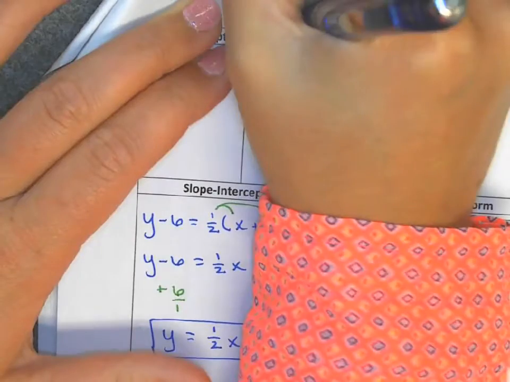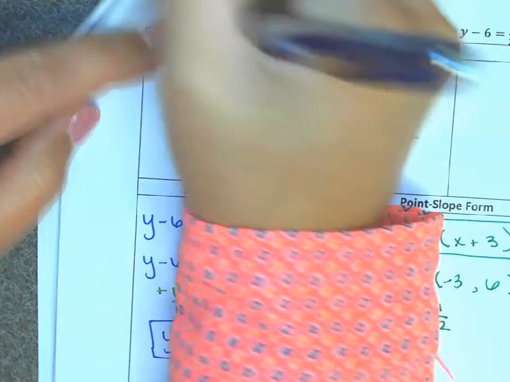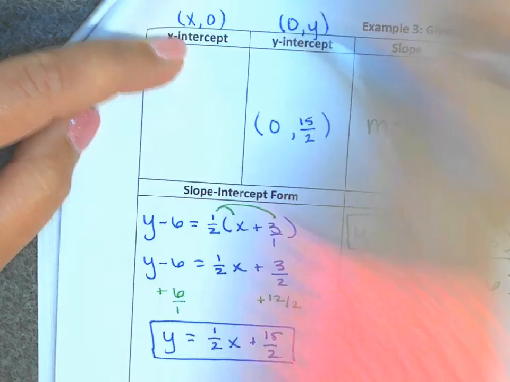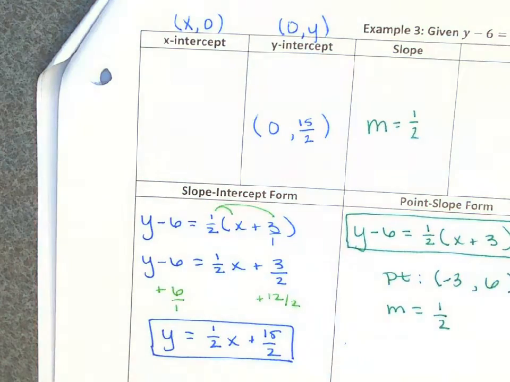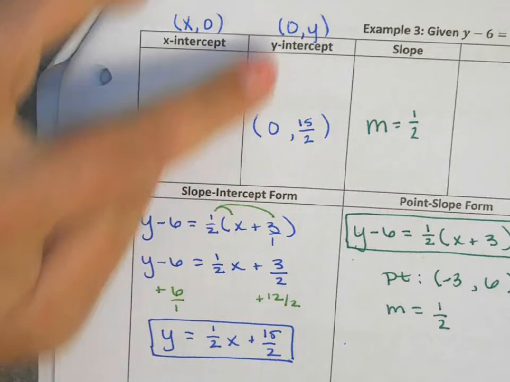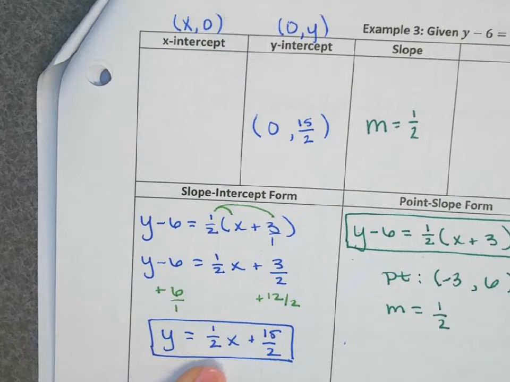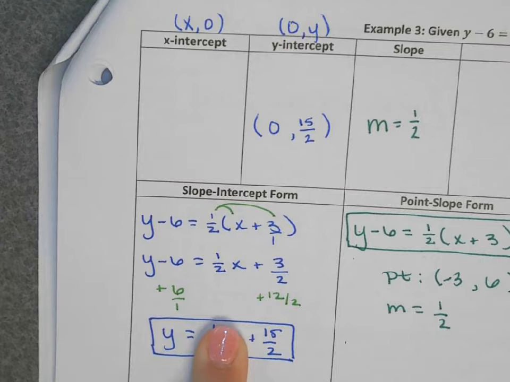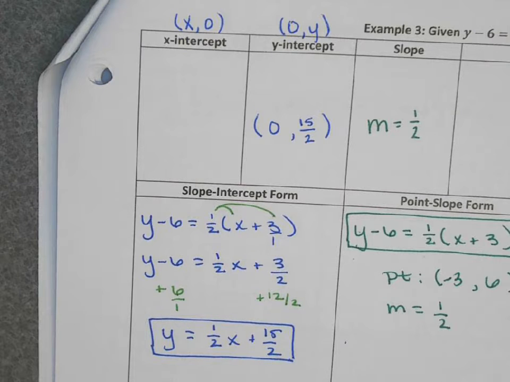Because your y-intercept is always (0, y), and your x-intercept is always (x, 0). It might help you if you write those in. And if you weren't sure what it was, you could have plugged in 0 here for x, and then it turns into 0 plus y equals 15/2. That's how you know what y is. All right, so there's slope-intercept form. We still need our graph, we still need standard form, and we still need our x-intercept. Where should we go next?